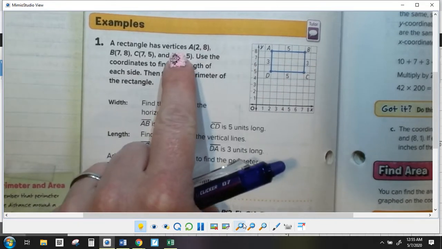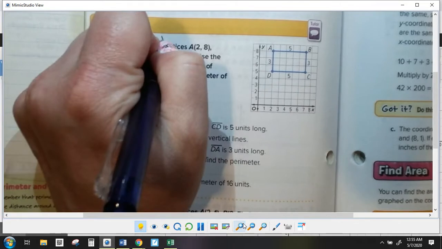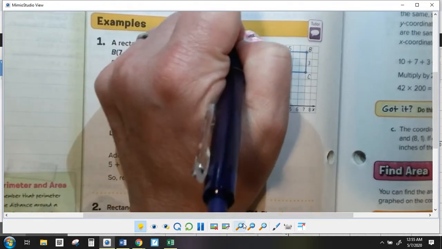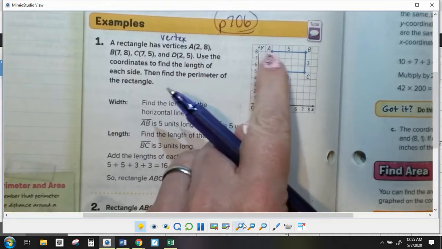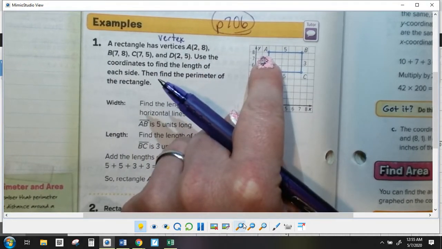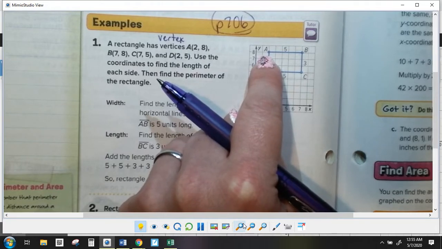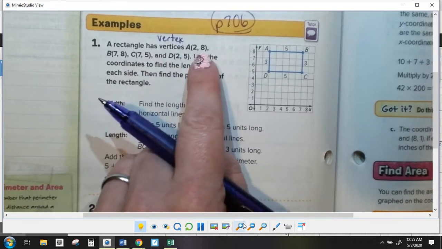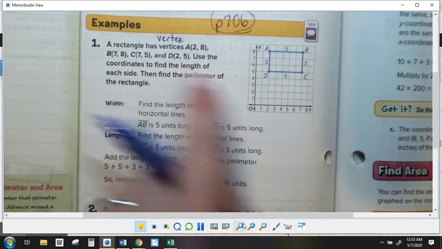The word vertices is plural for vertex. And you know a vertex is the corner. So here we have 4 vertices. This is the top left vertex. Okay, it's just singular and plural for the same word. They've given us some numbers here. This is all going to be in quadrant 1.